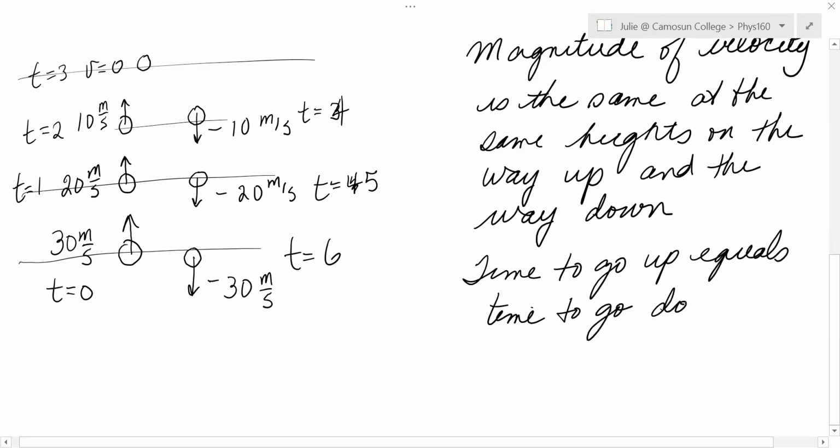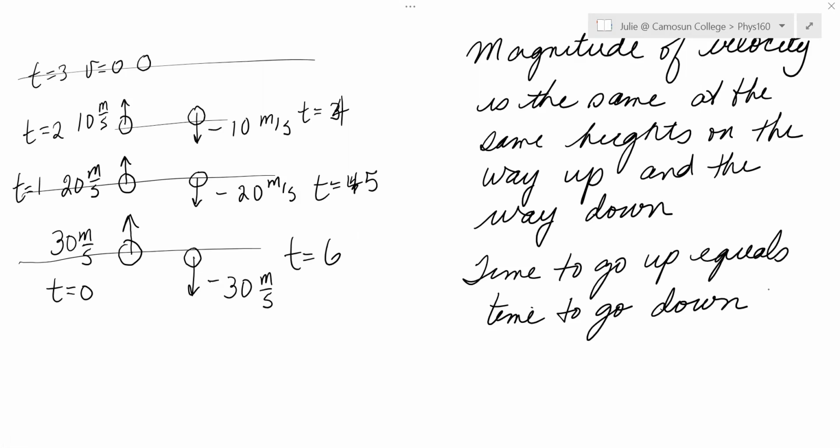And so if it takes you 3 seconds to rise to your maximum height, well, it's going to take you 3 seconds to fall back to where you started. Now, in real life, that's not true. When you have air resistance, the time to go up is much, much less than the time to go down, because both gravity and air resistance are pulling you down when you're on the way up. But when you're on the way down, air resistance actually slows you down a bit. It's like a parachute. So it takes longer to fall down.